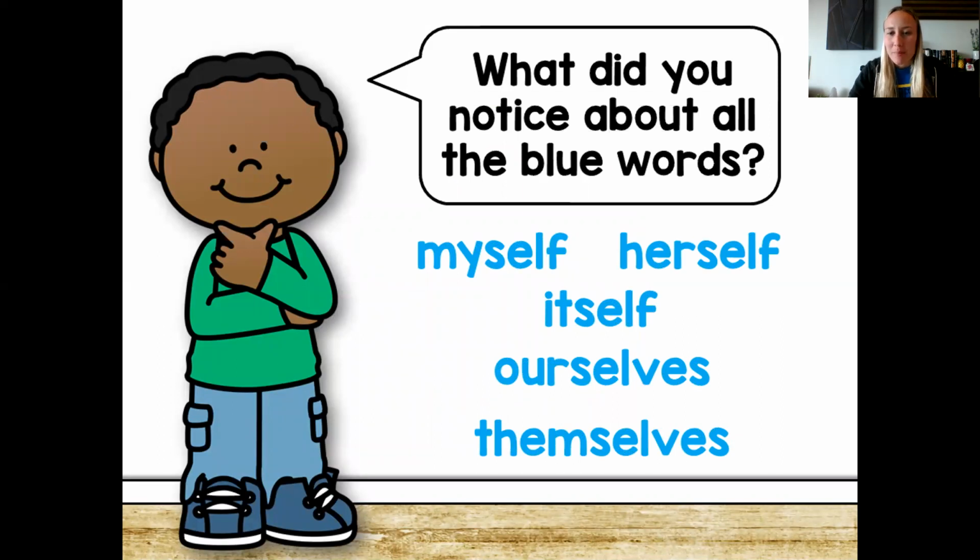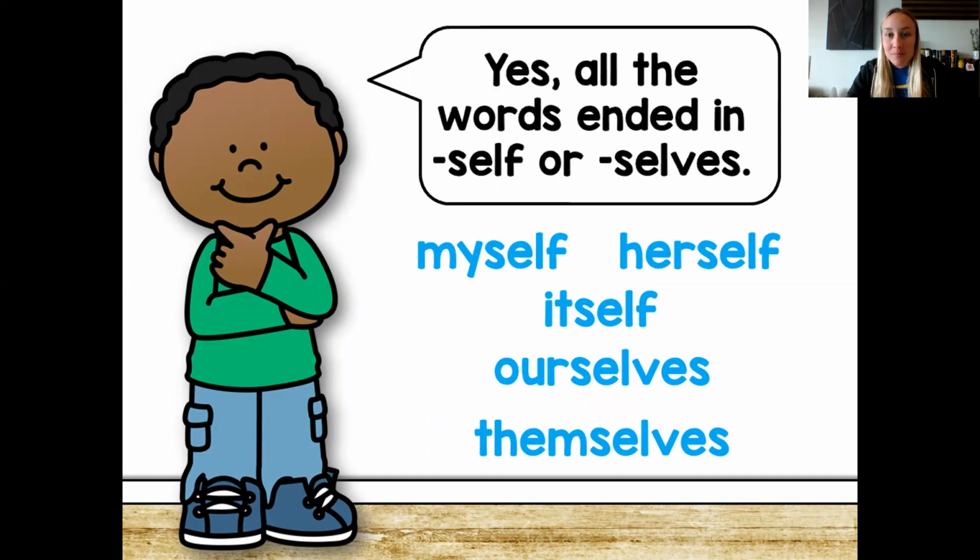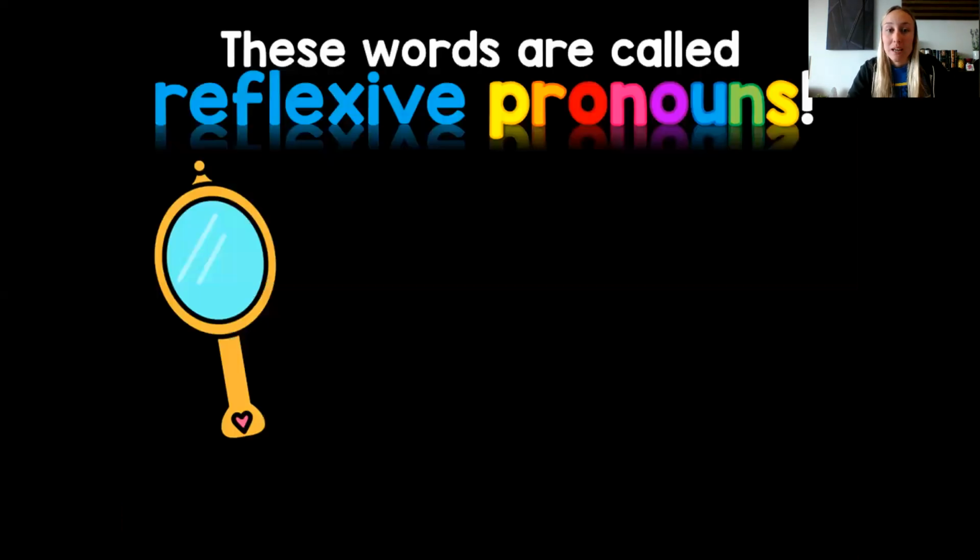So all of those words we just made, all of those blue words, you can see them here. What do you notice about them? Take a second to look at these words in blue. What do you notice? Hopefully you notice that all of the words ended in either self or selves. And I hope you notice that because that is what our lesson is all about today. These words are called reflexive pronouns.